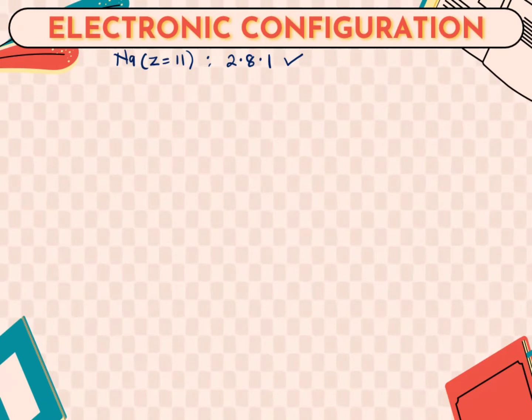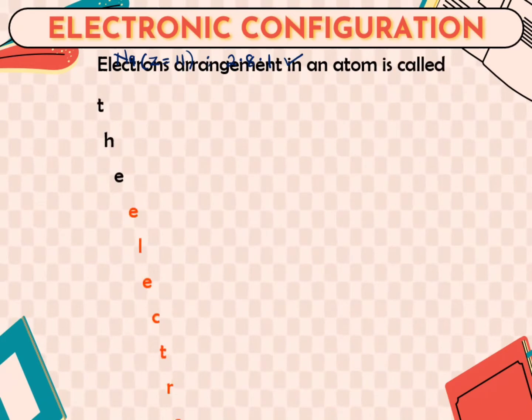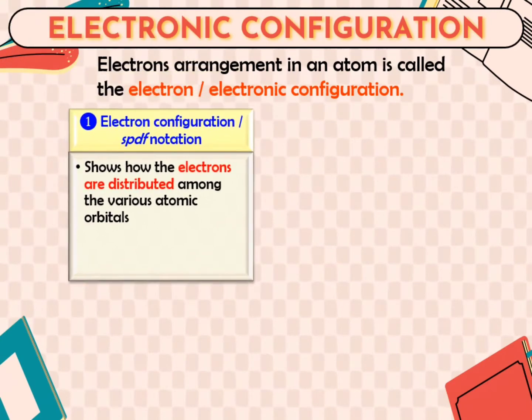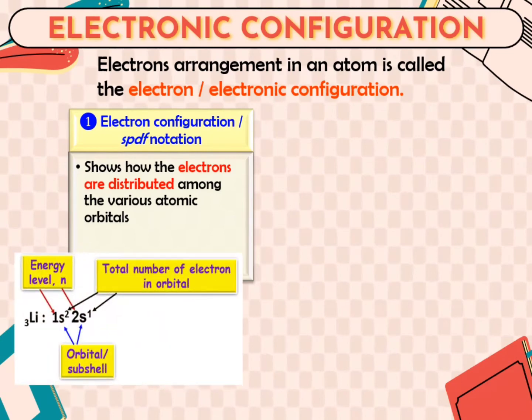Okay? So electron arrangement in an atom is called as the electronic configuration. Okay? Arrangement of electron. Alright? So, in matriculation, we have two versions. First, we have electron configuration by using spdf notation. This electronic configuration will show how the electrons are distributed among the various atomic orbital. Okay, I'll show you the example here.